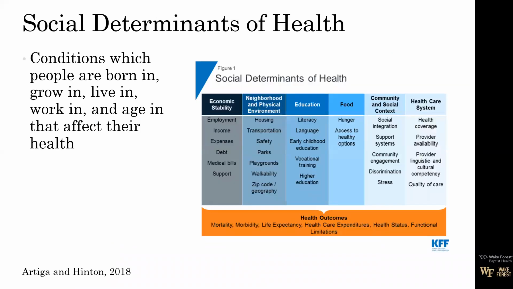So what are these social determinants of health? They're conditions which people are born in, grow in, live in, work in, and age in that affect their health. As you can see on the picture on the right, these categories are sectioned off into economic stability, built-in environments, education, food, social factors, and the healthcare system. Furthermore, you can see below a list of subcategories that you can take a deeper dive into, and we can also look at them if we want to improve healthcare outcomes in these areas. But like I said, all these factors, if you look at the orange, can lead to or have relationships to mortality, morbidity, life expectancy, healthcare expenditures, health status, and functional limitations.